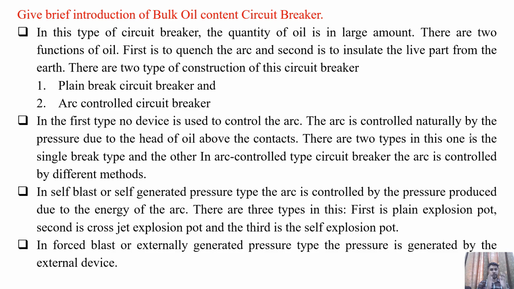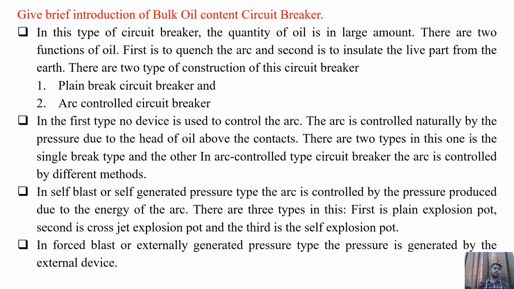Give brief introduction of bulk oil contained circuit breaker. In this type of circuit breaker, the quantity of oil is in a large amount, hence it is termed as the bulk oil contained circuit breaker. There are two functions of oil. First is to quench the arc and the second is to insulate the live part from the earth. There are two types of construction of this type of circuit breaker. One is plain break circuit breaker and second one is the arc controlled circuit breaker.